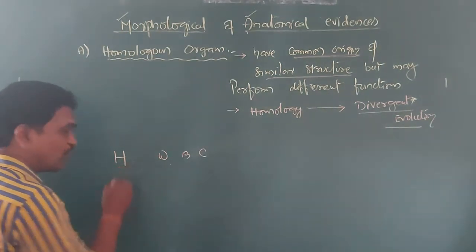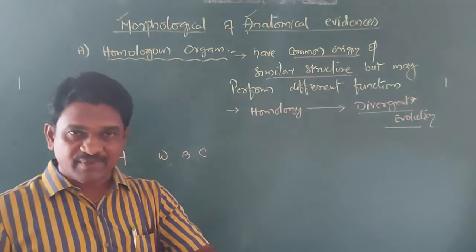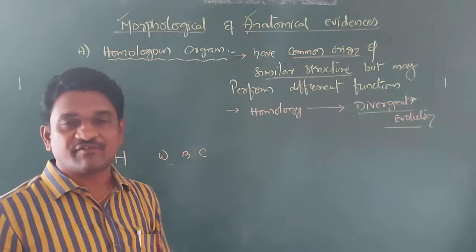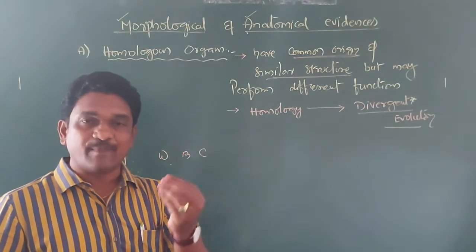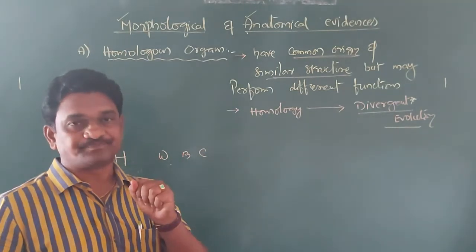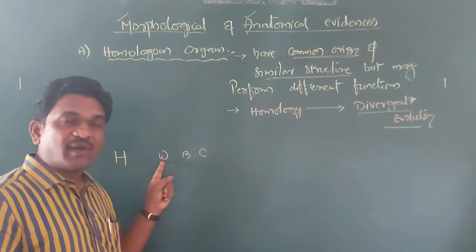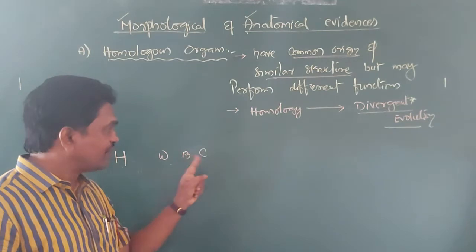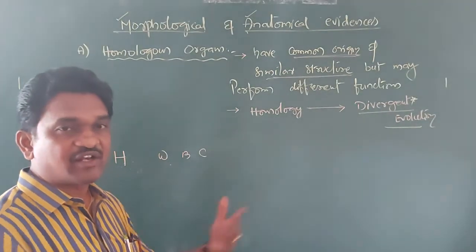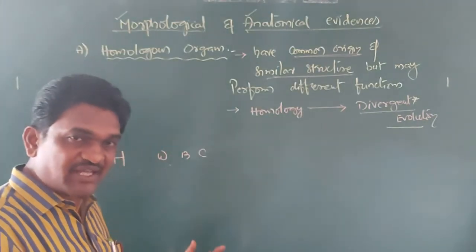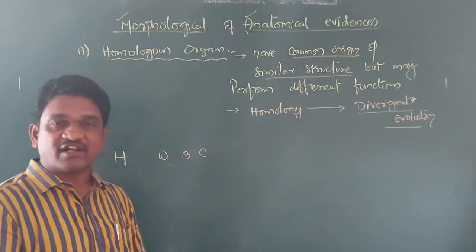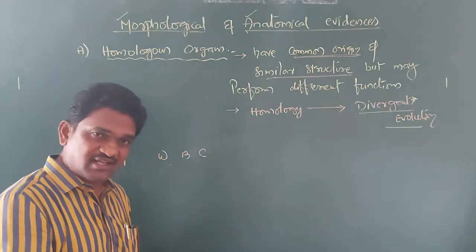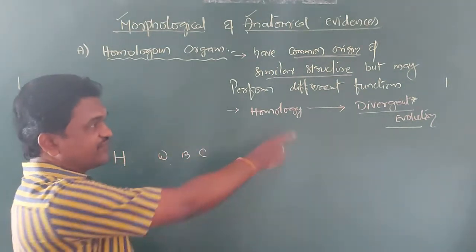In human beings, the forelimb is useful for grabbing something. We can grab something with our forelimb. So the function of the forelimb in man is to grab something. The forelimb of a whale helps in swimming. The forelimb of a bat helps in flying. The forelimb of a cheetah is adapted for running fast. So structural similarity is there, but they are performing different functions. All these are mammals.